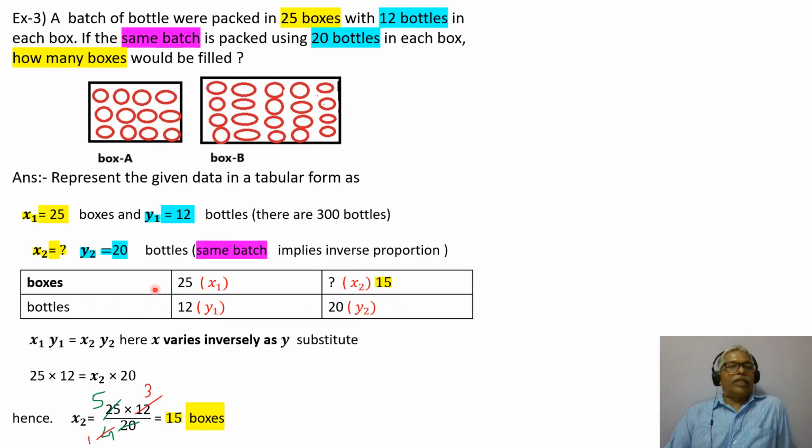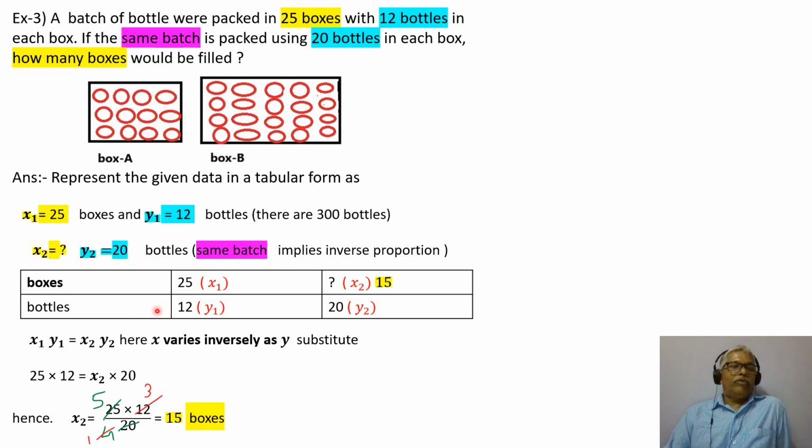So prepare a table. x1 is 25, y1 is 12, x2 we have to find out, and y2 is given as 20. Write this formula, x1 y1 equals x2 y2. Very simple. You find it difficult only till here. If you have enough practice, then this is not at all difficult. If you are thorough with your funda, then they are definitely not difficult. Here x varies inversely as y.